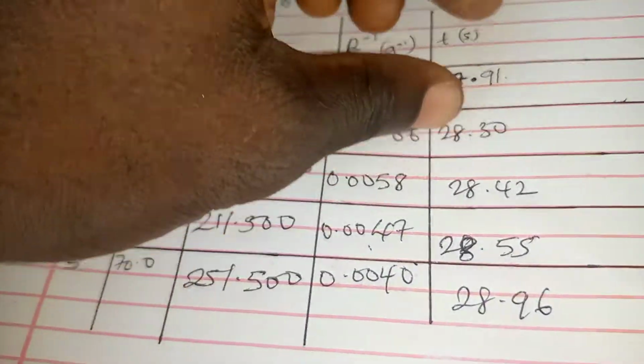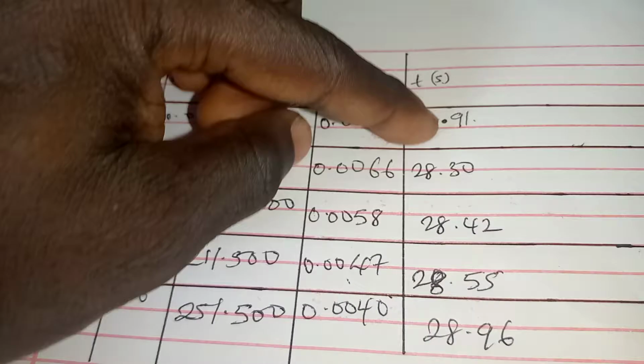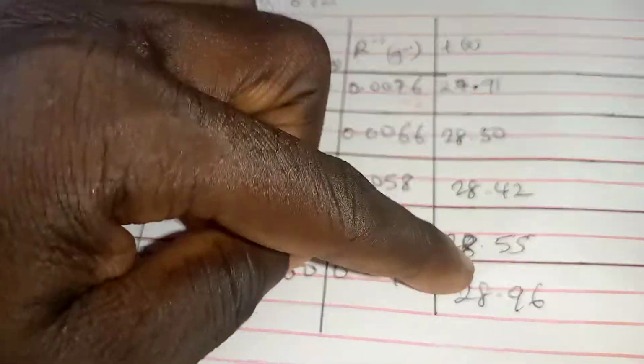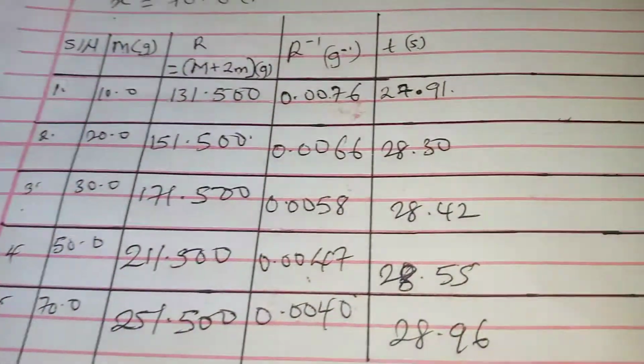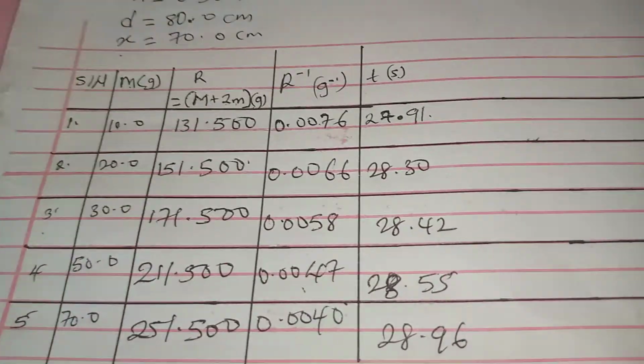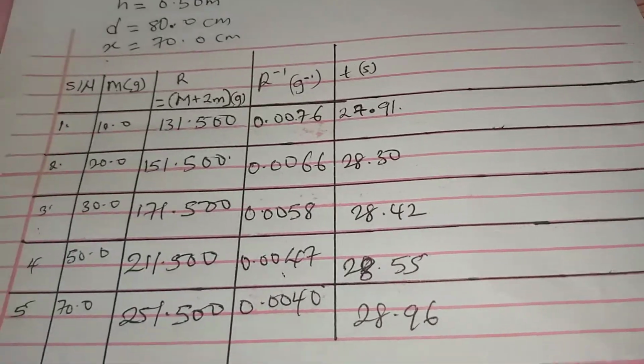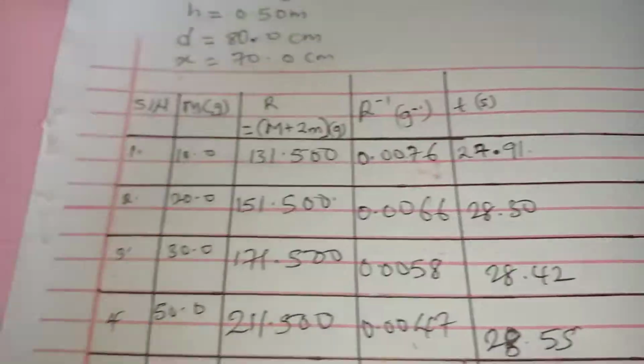Now, you understand how we got the time for the 20 oscillations. So we have this. These are the times for 20 oscillations. Now next, we have to evaluate T equals.